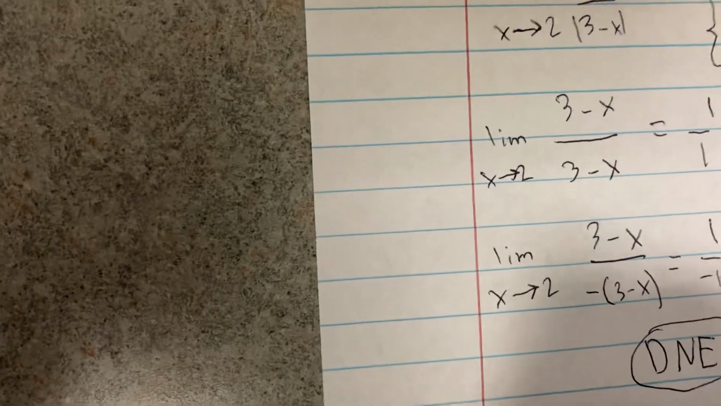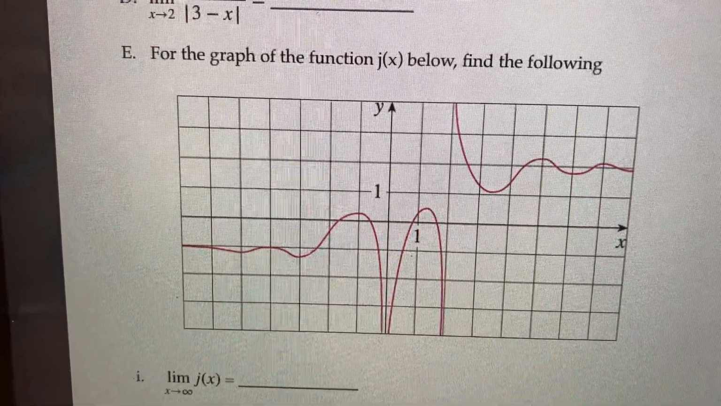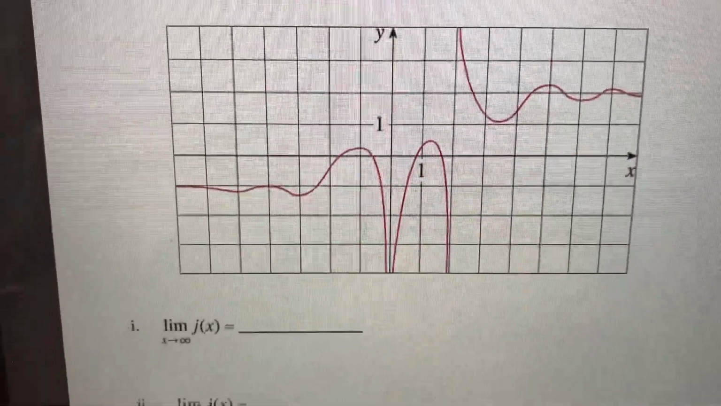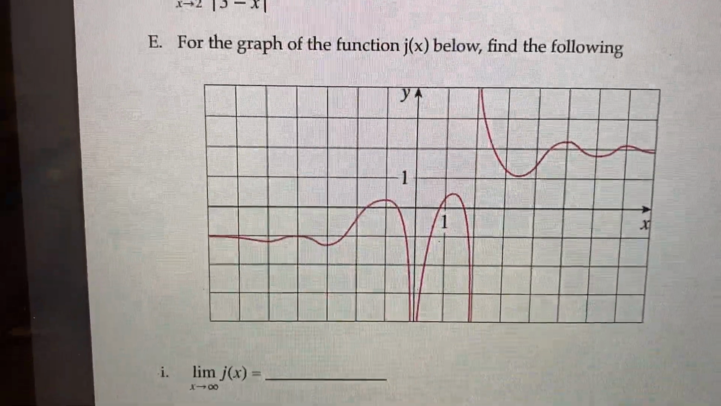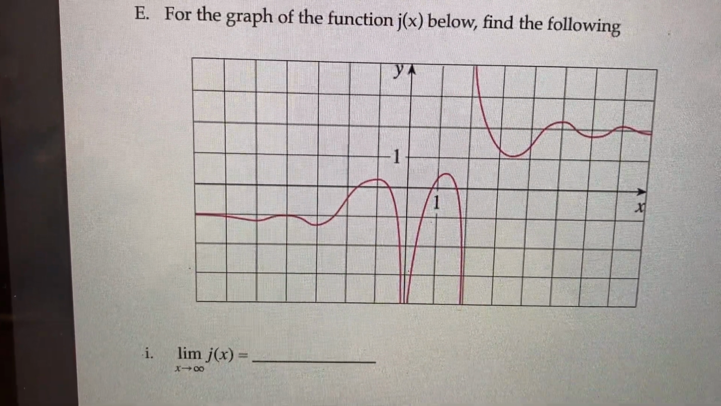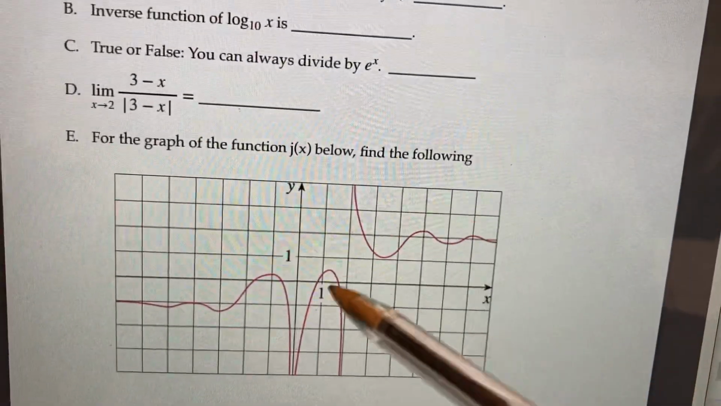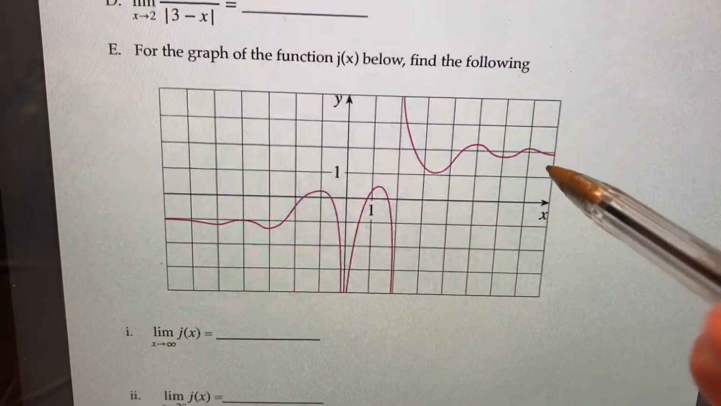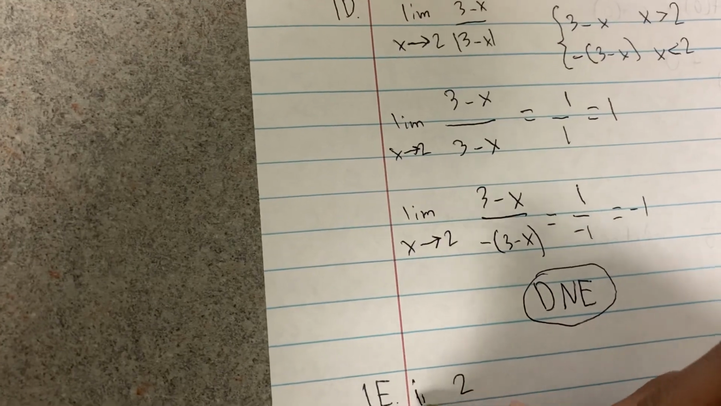Now 1e. Now it says for the graph of the function below, find the following. So for 1e i, it's saying the limit as x approaches infinity. That would just be as x goes to infinity, which goes this way. The limit is basically just 2. So for that one, I just write it's 2.